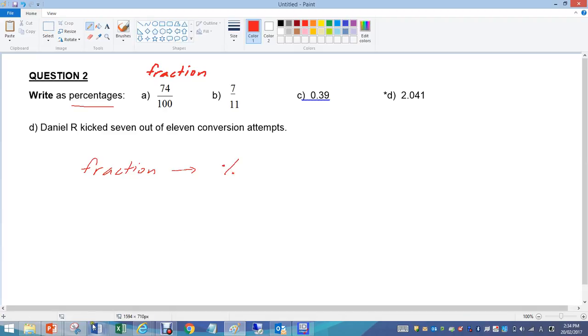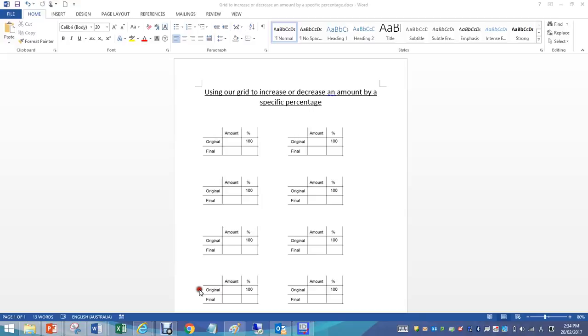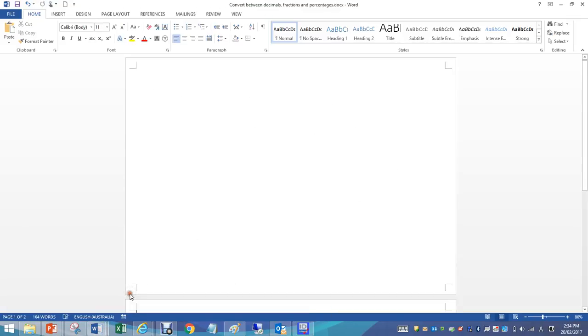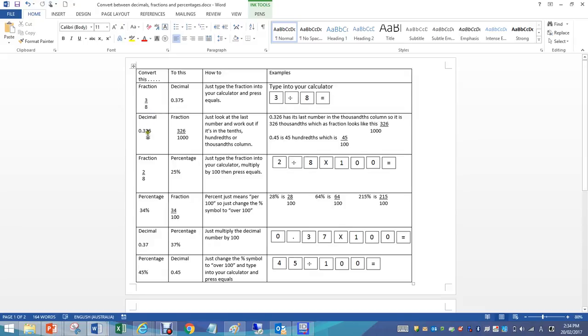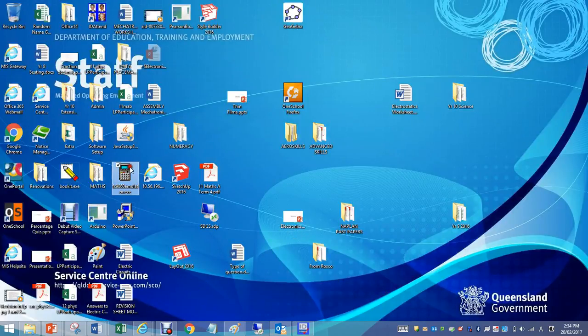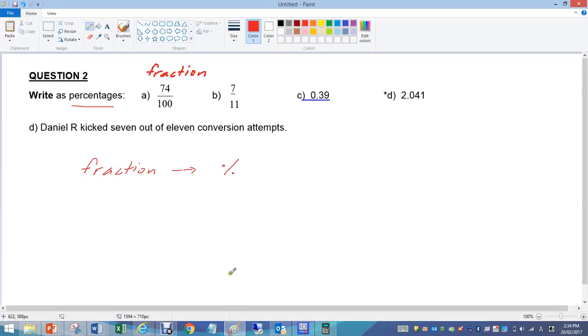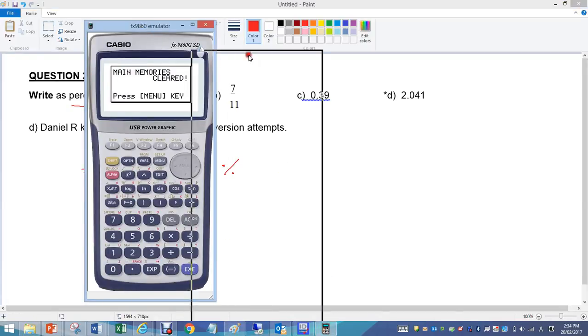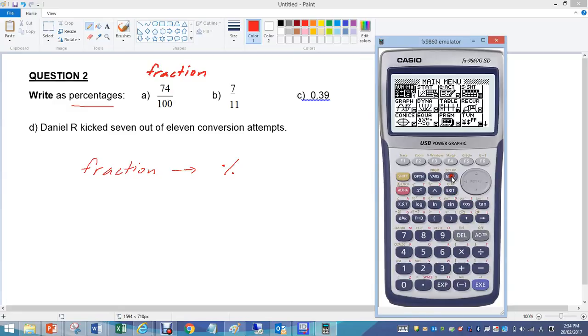So probably an easy way is to look at the sheet, which tells you how to convert between them. So where is it? Fraction to a percentage. So what we do, we type the fraction into the calculator, then multiply by 100, then press equals. So if it was 2 out of 8, you do 2 divided by 8 times 100 and press equals. So I'll do that on my calculator. Mine looks fancy. It's just a normal calculator with a few extra features.